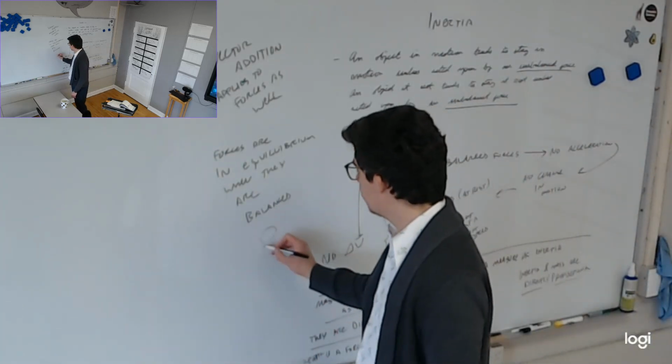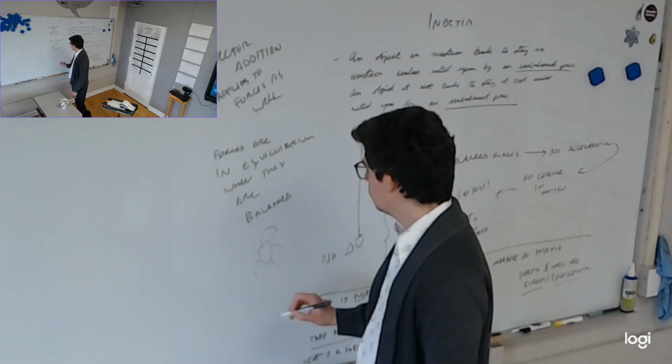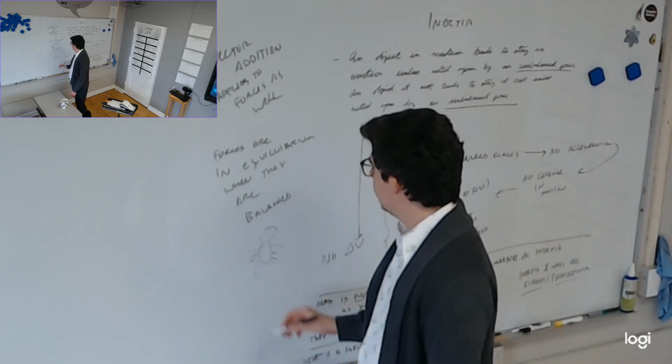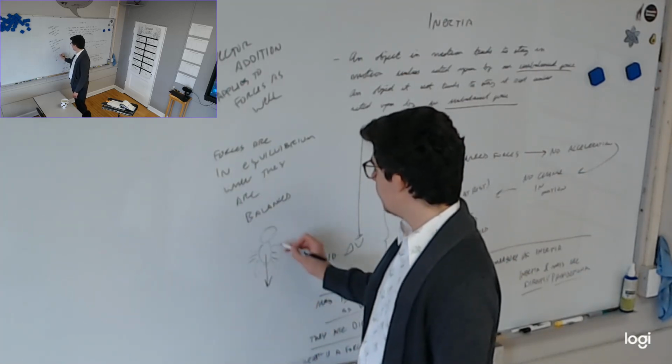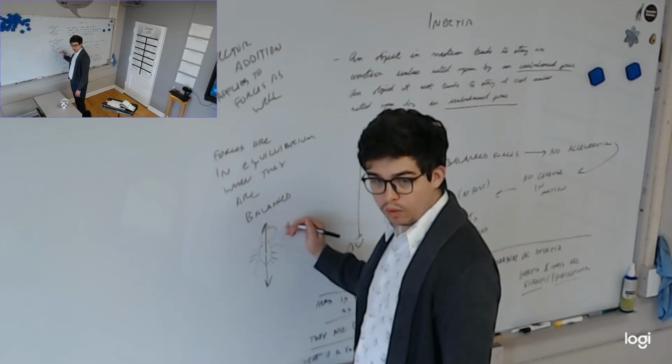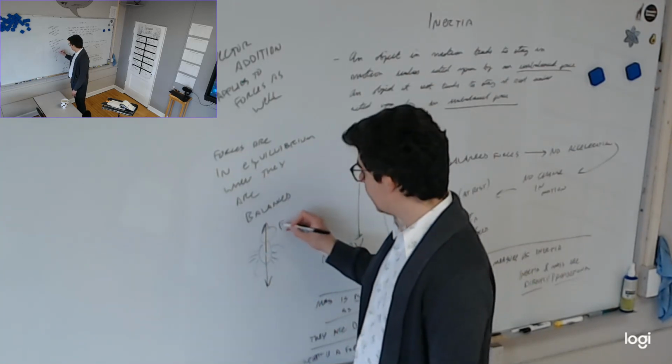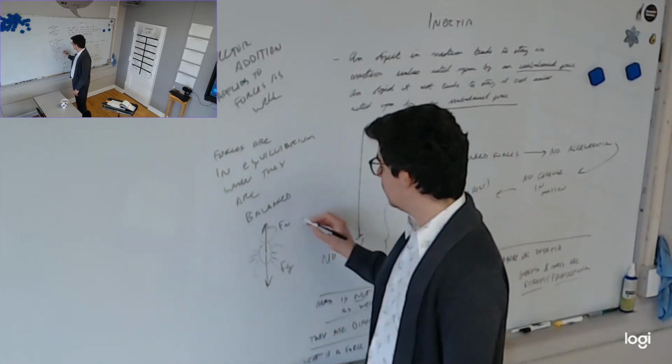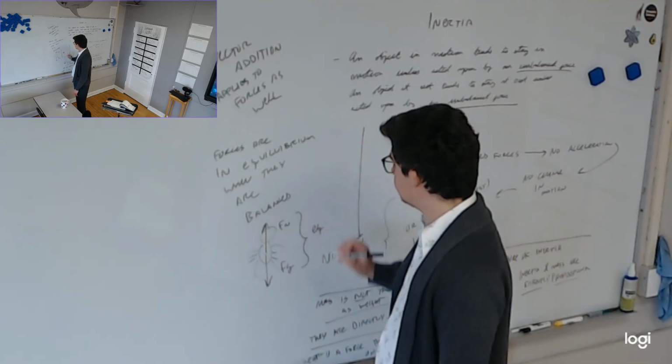So here's Levi with his spider lens. And if he has two forces acting on him, gravity and the normal force, that are equal but in opposite directions, F sub n, F sub g, then these are in equilibrium. Questions?